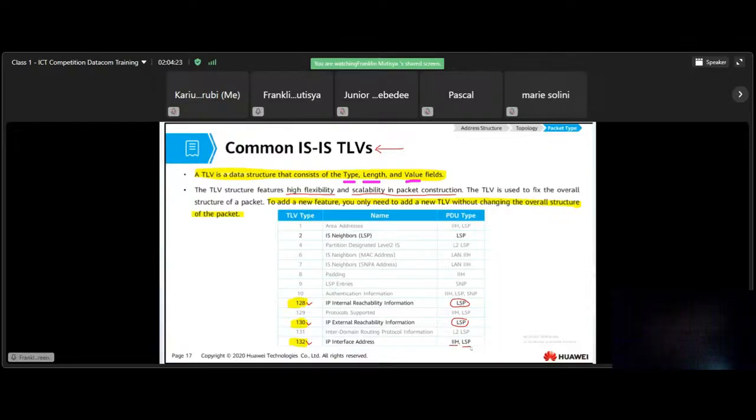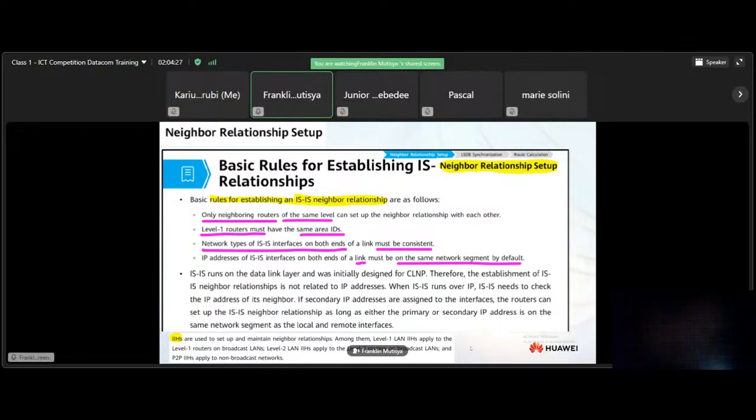So let's look at the rules for establishing ISIS neighbor relationships. One of the rules is that only neighboring routers of the same level, need to know that, same level, can set up a neighbor relationship with each other. For instance, level 1 routers will establish a neighbor relationship with level 1 routers, or level 1 routers will establish a relationship with level 1-2 routers.